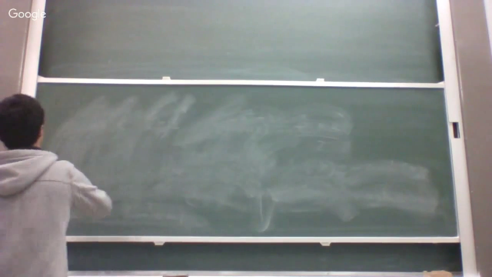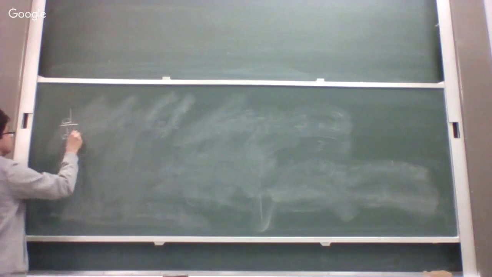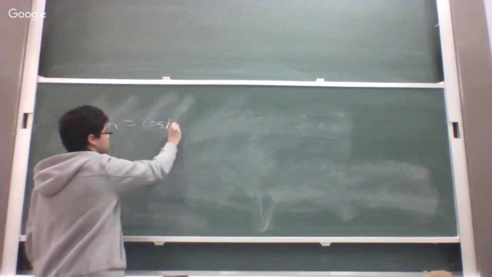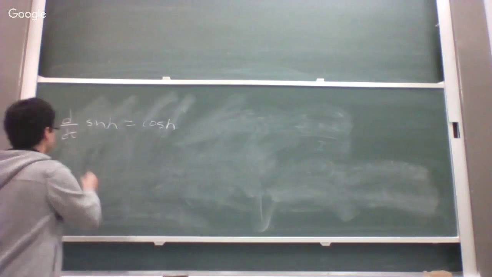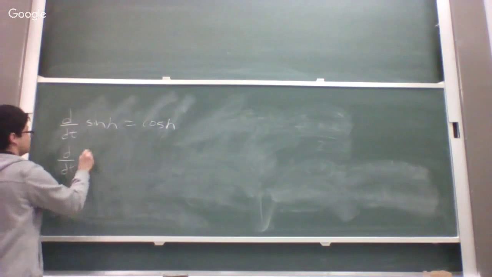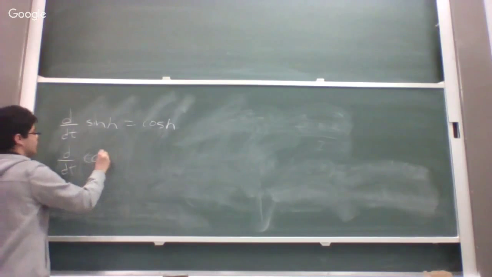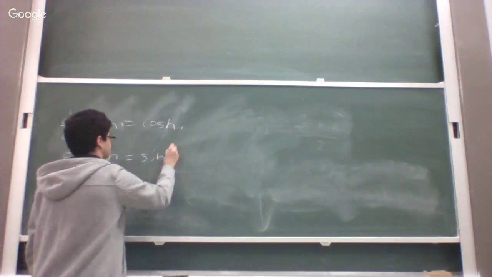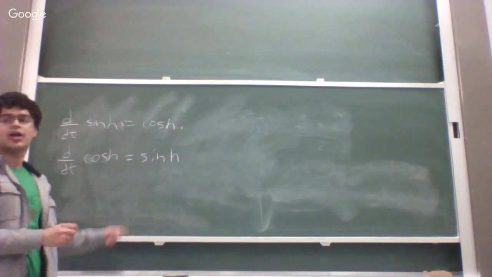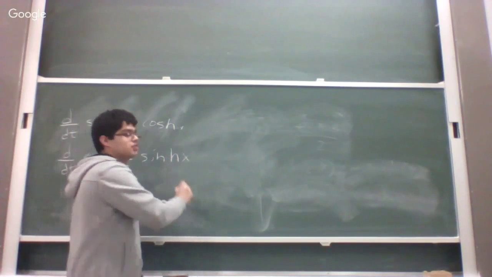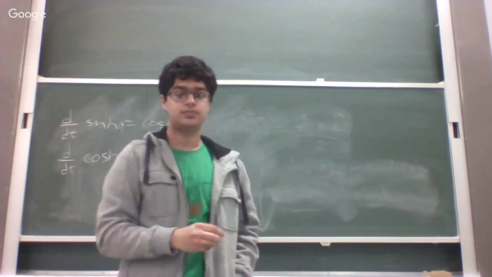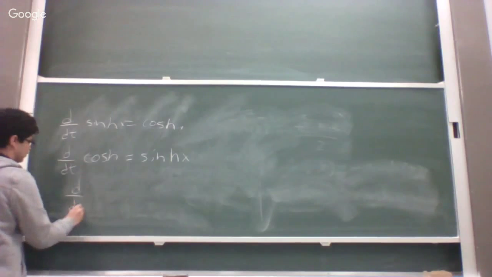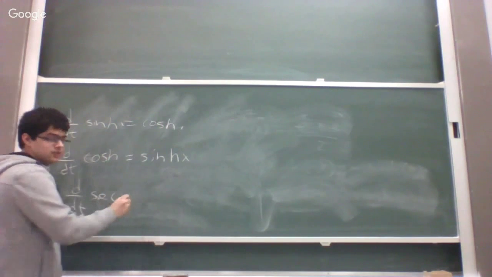The derivative of sinh is cosh. The derivative of cosh is what? Sinh, not a negative. Okay, so it's not a negative with the derivative of cosh. The derivative of tanh is sech squared. The derivative of sech, what?